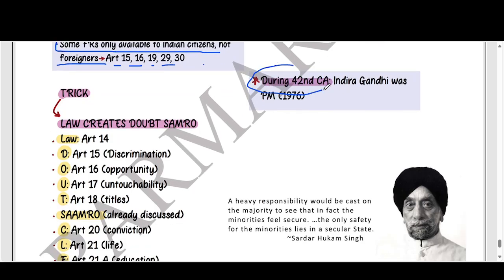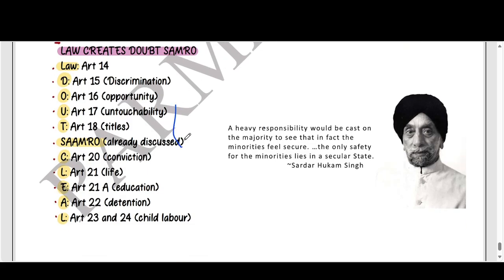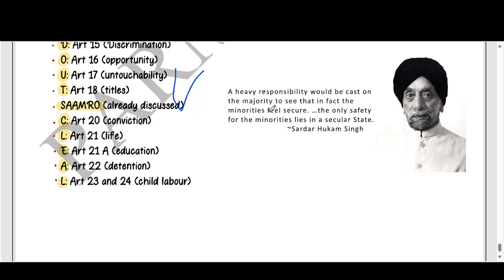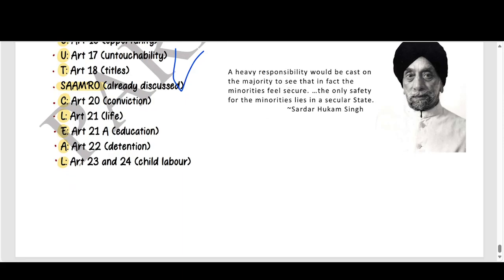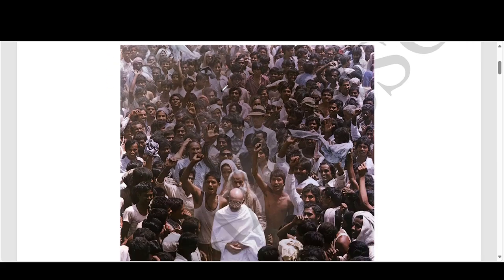During the 42nd Amendment of the Constitution, Indira Gandhi was PM, in 1977. Look it over tomorrow. You can learn all the articles from 14 to 24. Every responsibility would be cast on the majority to see that in fact the minority feels secure. The only safety of the minority lies in the secular state. Sardar Hukam Singh. Move on to the next topic: the emergence of Gandhi.